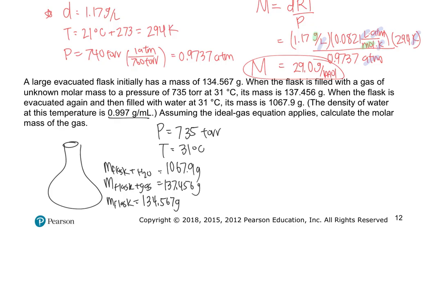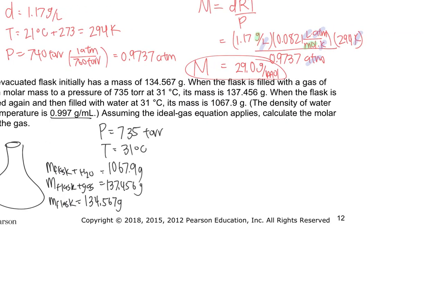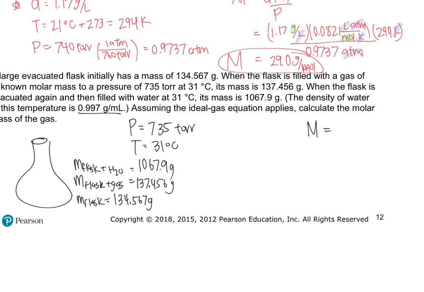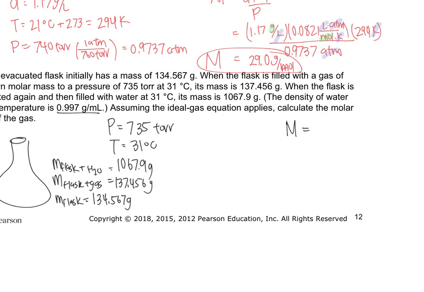So this is a much more complicated problem because this is what you would see in a lab. So let's just keep it straight. We need to find out the molar mass of the gas. Now we're not given any densities. We are given a bunch of masses, temperature, pressure, but no density. So we're not going to use the density equation. We're going to use the one that tells us that the molar mass is the mass of the gas times RT over the pressure of the gas times the volume of the gas.